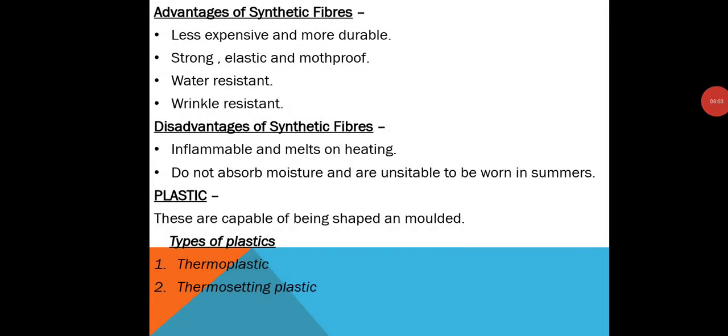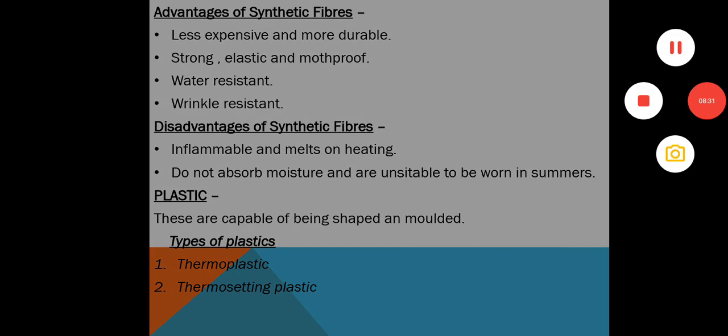Now, what is plastic? Plastic is capable of being shaped and molded. We know the plastic things are available in different colors, different sizes, different shapes. So we know that plastic can be obtained in different shapes and it can be molded in any shape. What are the types of plastic? Plastics are of two types: thermoplastic and thermosetting.